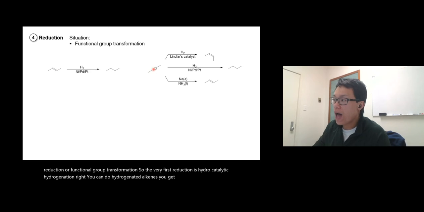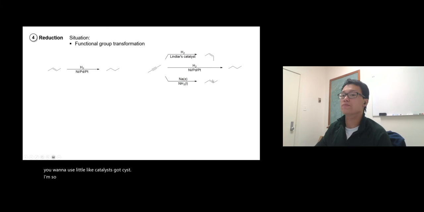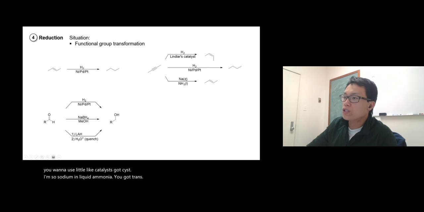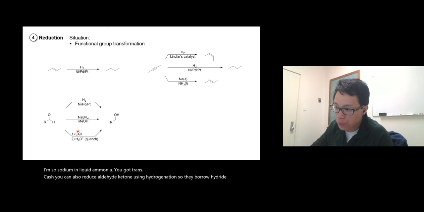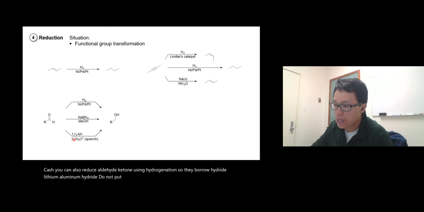You can do the same with an alkyne. You get an alkane, but you can also stop at the alkene, depending on what you want to use. Lindlar catalyst gives cis. Sodium in liquid ammonia gives trans. You can also reduce an aldehyde or ketone using hydrogenation, sodium borohydride, or lithium aluminum hydride. Do not put lithium aluminum hydride with an acid. They react with one another.